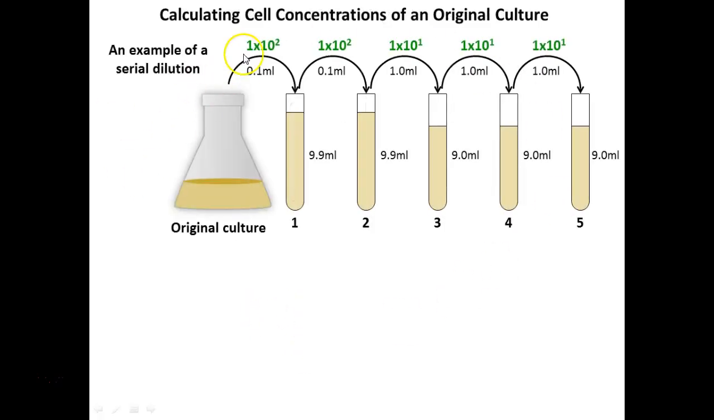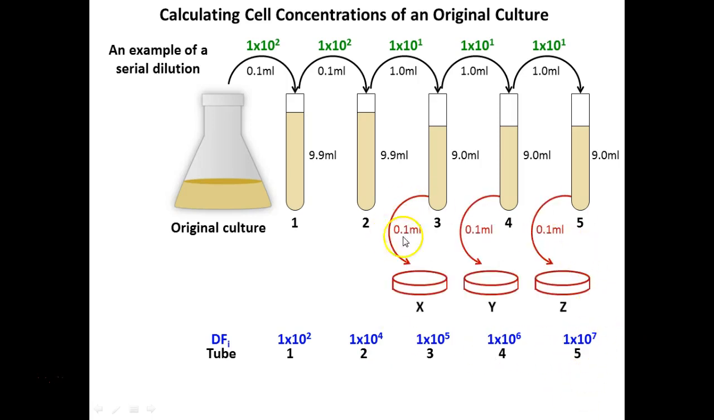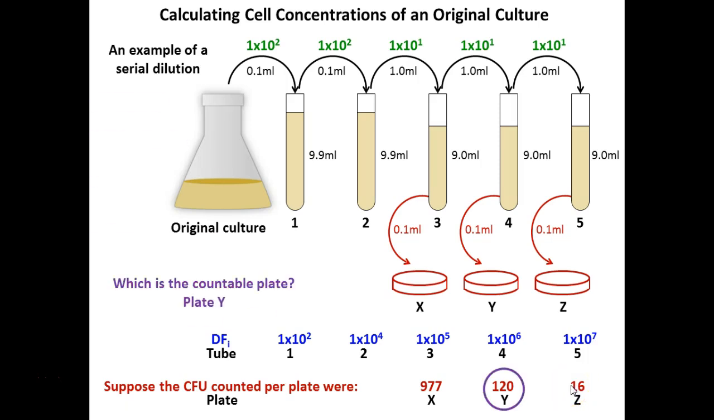So here's an example. Here's the individual tube dilutions. Here's the total tube or dilution factors for each tube. Here's the amount transferred onto the plates. And then this is the colony count for each plate. So on this plate, say there was 977. No one would actually count that. They would write too numerous to count. They would count this one of 120 and definitely 16. But which number would we actually use? The 120, because 16 is too small. It's less than 30. So that's our countable plate.